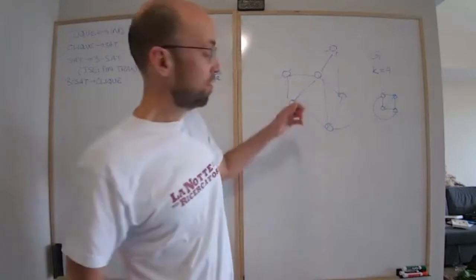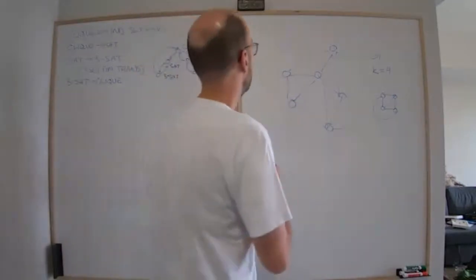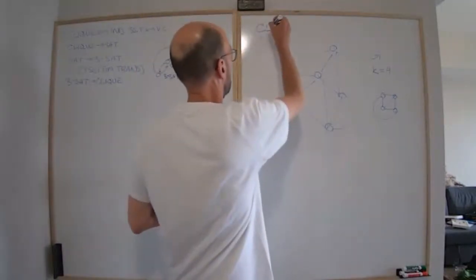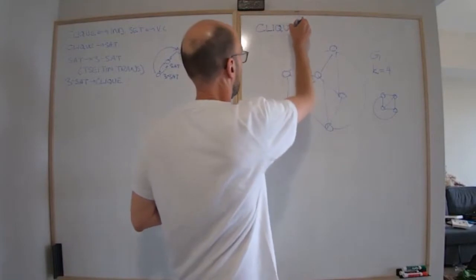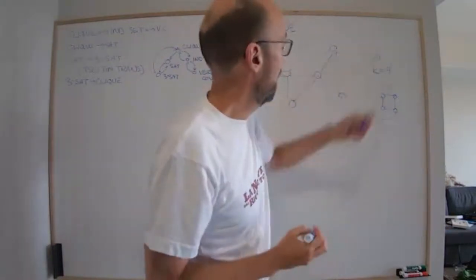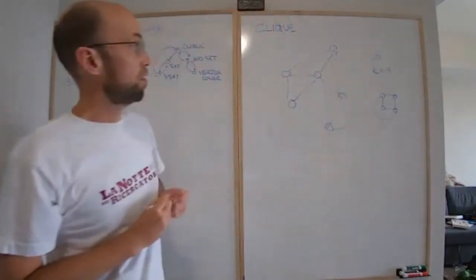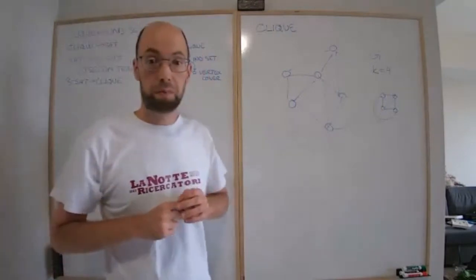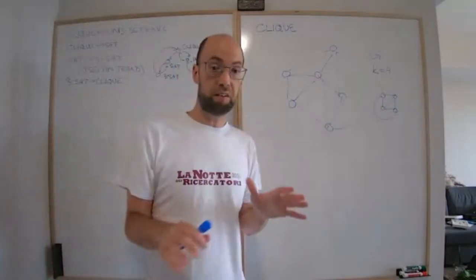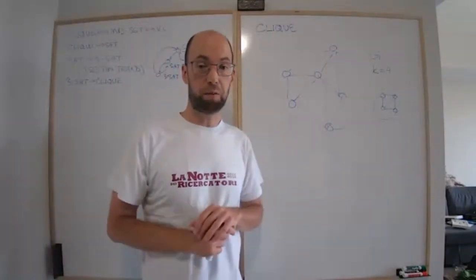So this is clique. Given a graph G and an integer k, is there a k clique in G? That's a subgraph. Does everybody see that? Everybody understands what the problem is?